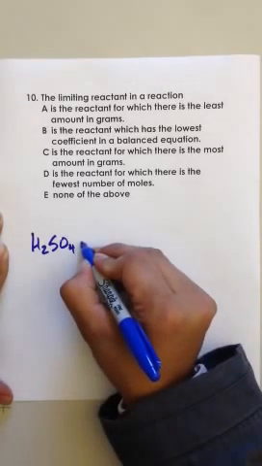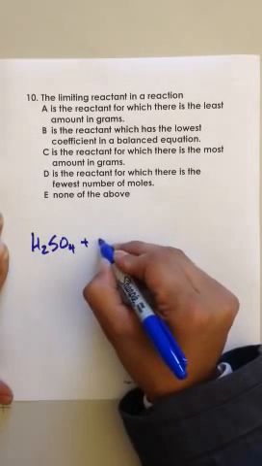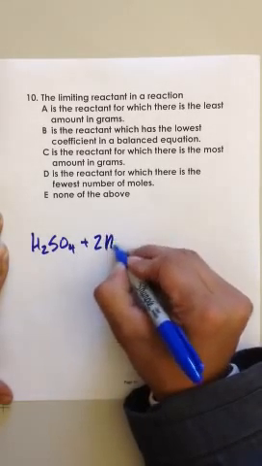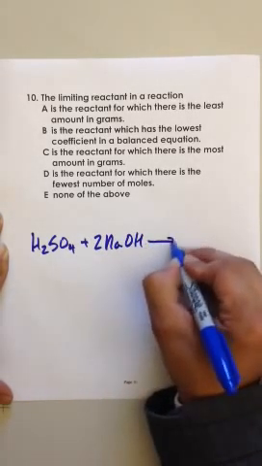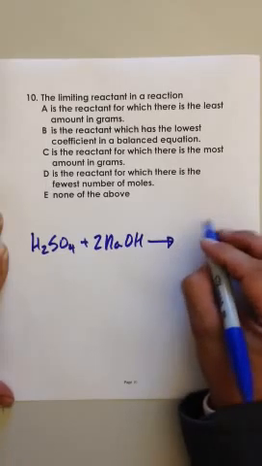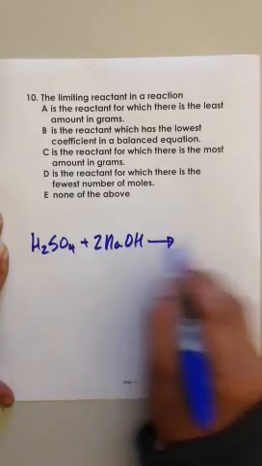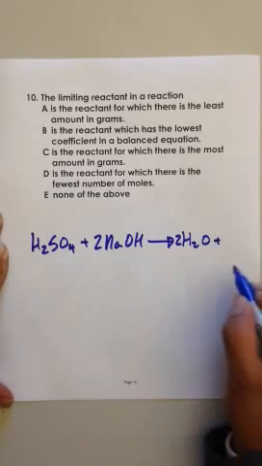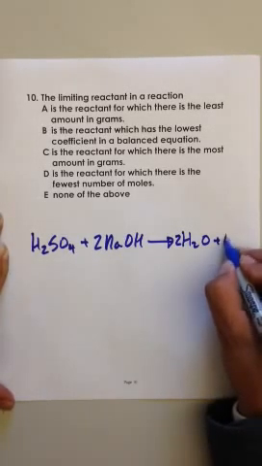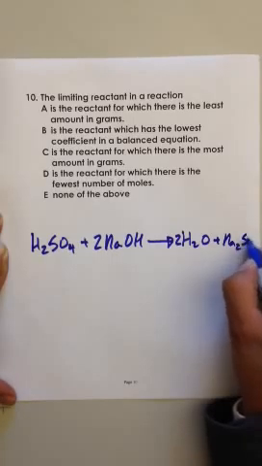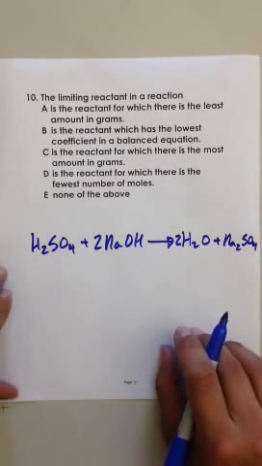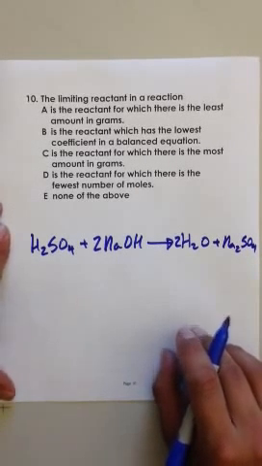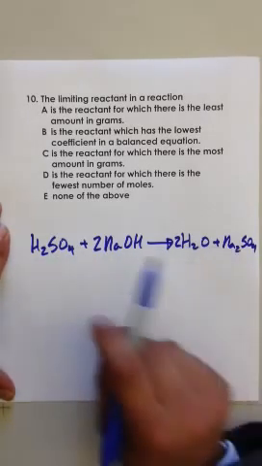H2SO4 plus 2NaOH is going to give me, the H is the acid, it's going to bond with the OH, and we're going to get 2 H2O and 1 Na2SO4. Okay? All right. The important thing is there's a ratio here. Okay? There's 1 to 2 to 2 to 1.